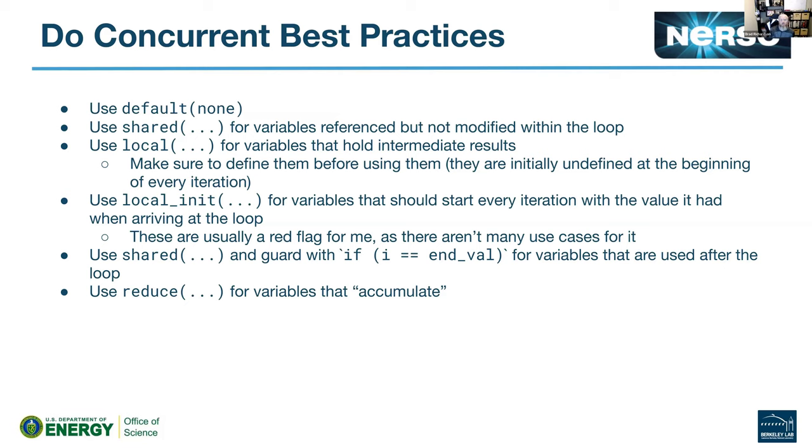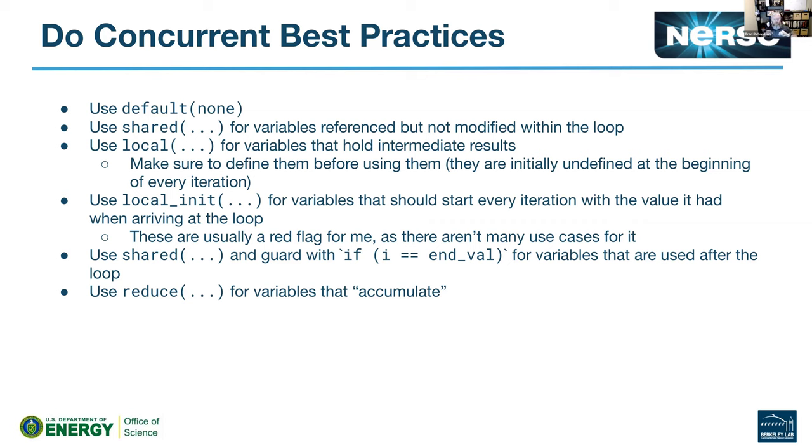Some of the best practices for do concurrent: use default none. This is along the lines of everybody agreeing that you should have implicit none everywhere in Fortran, right? You shouldn't have implicit typing for variables. You probably shouldn't have implicit shared or local for variables that you're referencing in a do concurrent. Shared is for variables that are referenced but not modified.